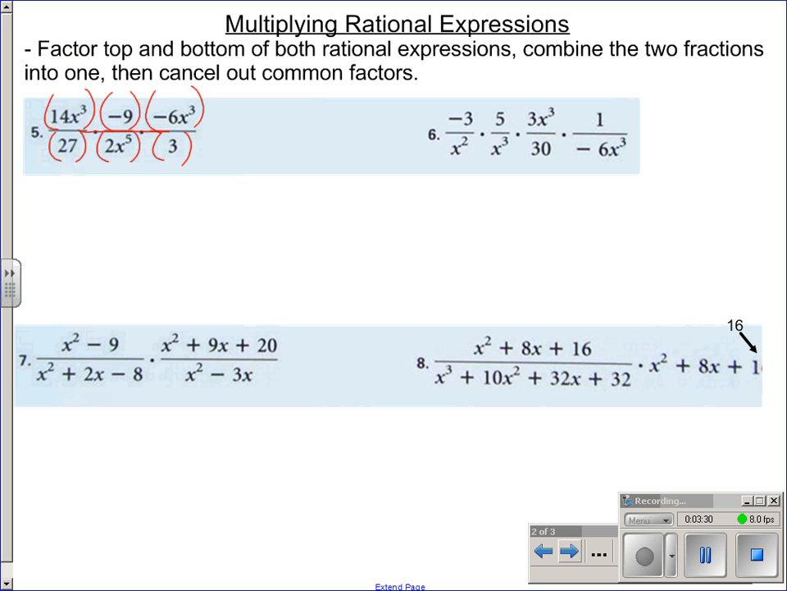If we were to multiply some of those things across in the numerator, we have an x cubed multiplied by an x cubed. That's an x to the 6th. But then we're dividing by x to the 5th. So we've got an extra factor of x that will stay in the numerator.